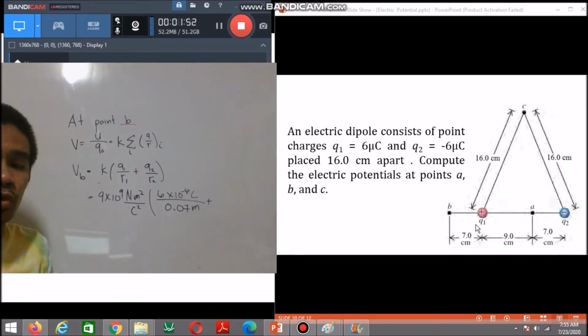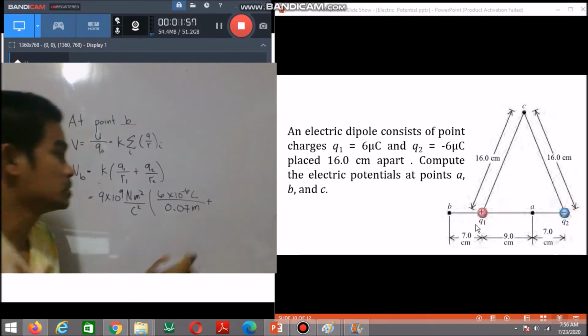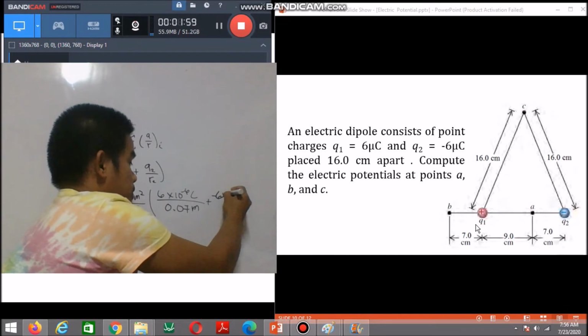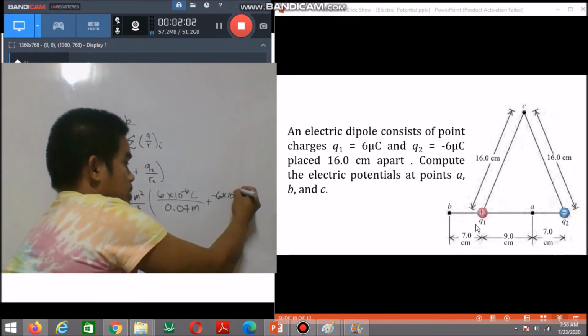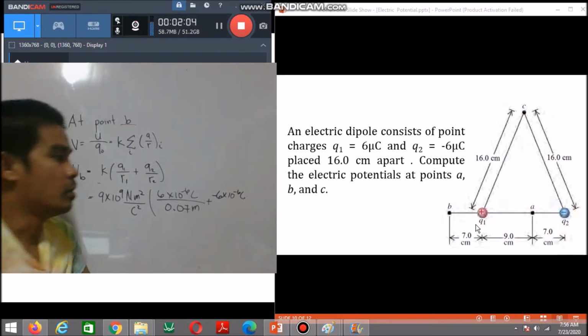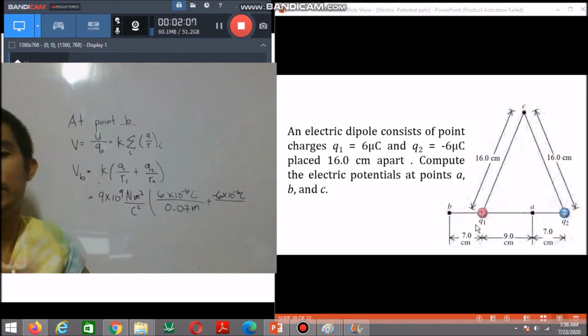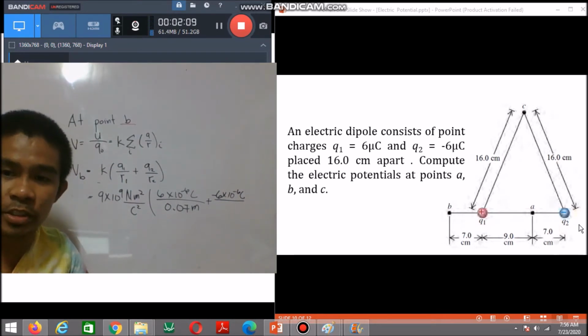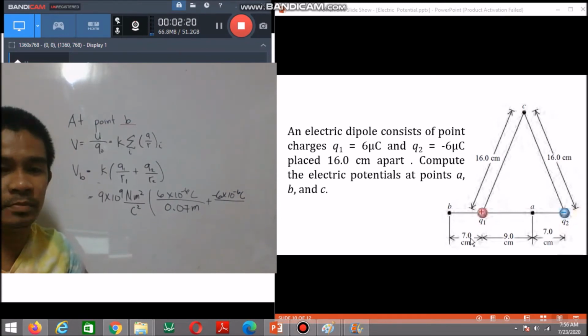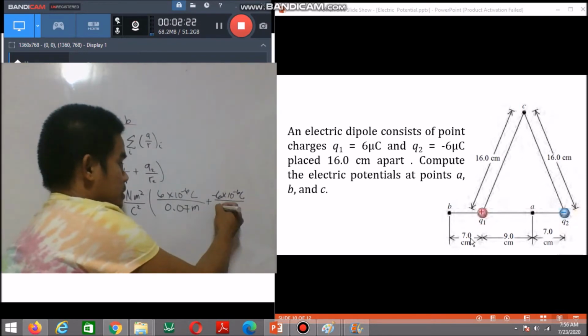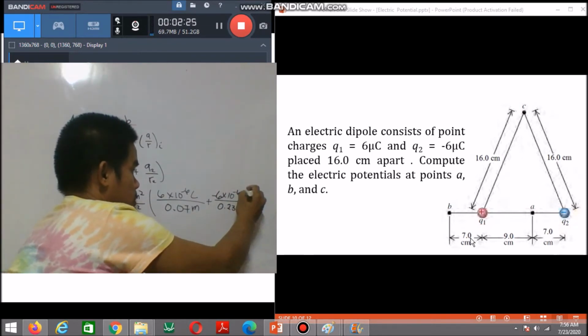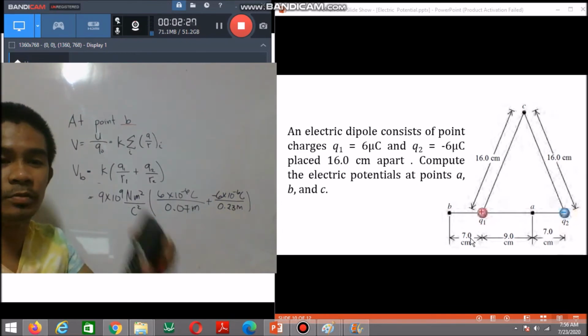The charge of Q2 is, what's the charge of Q2? Negative 6 microcoulomb. So this is negative 6 times 10 to negative 6 coulomb over how far is point B to charge Q2. So this is 7 cm plus 9 cm plus 7, that's 23 cm. So in meters, that is 0.23 meters. Okay, so again, let us compute using a calculator.